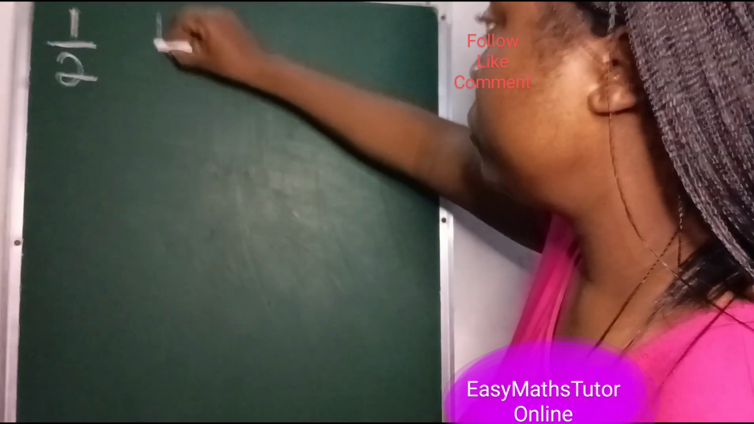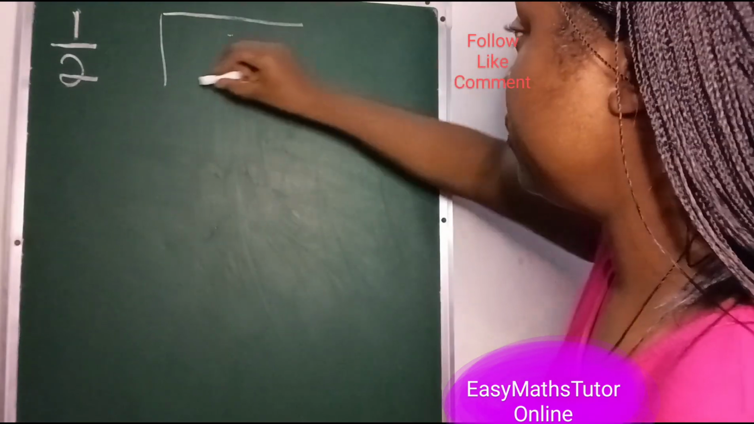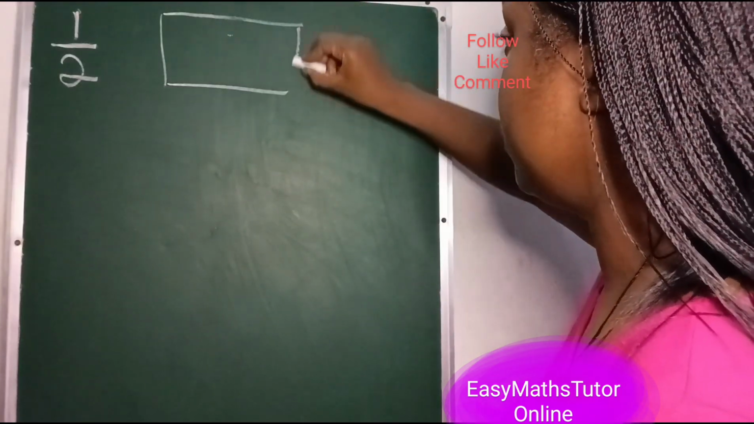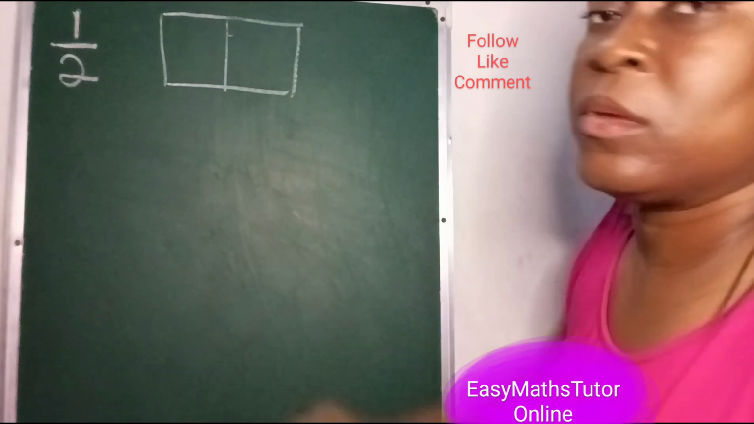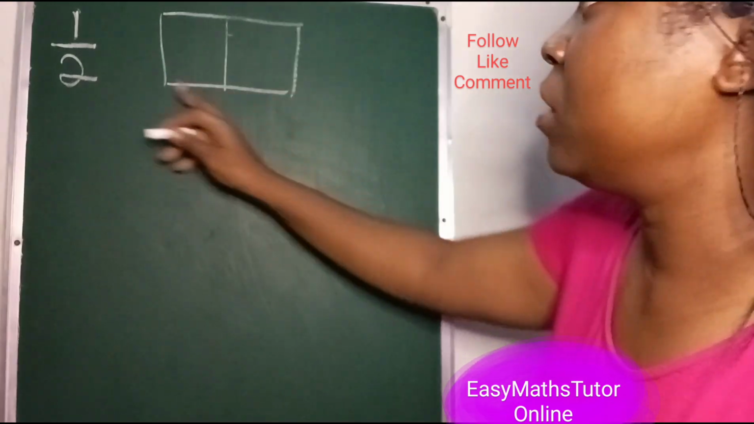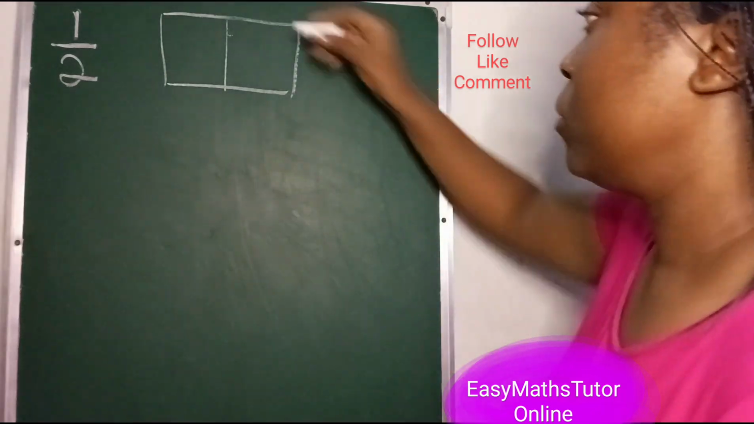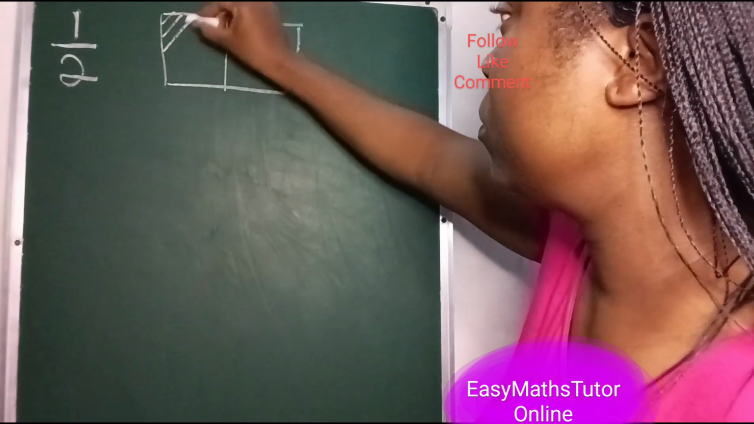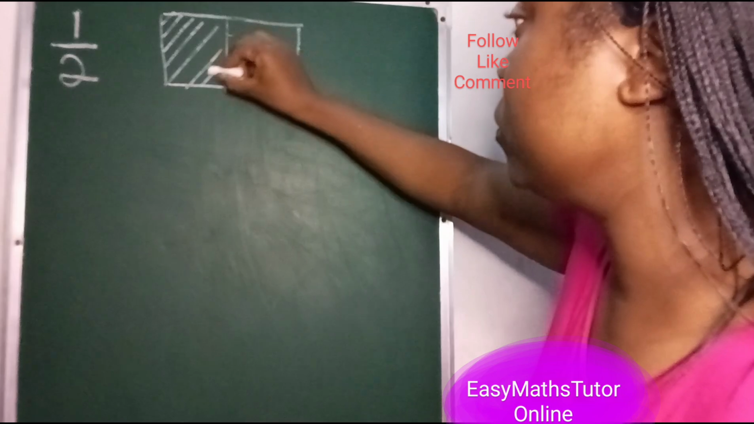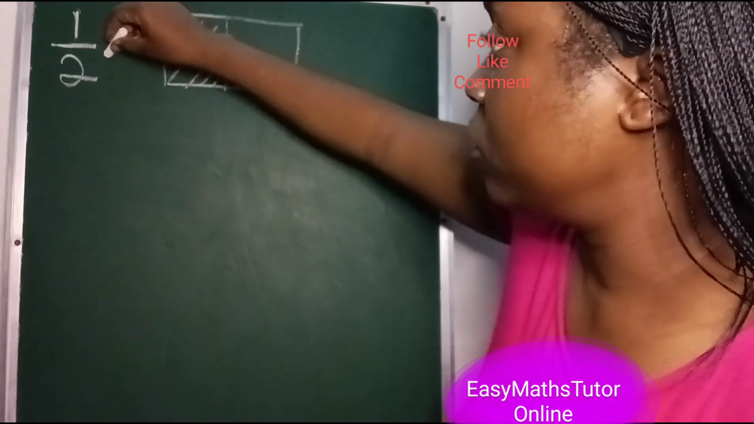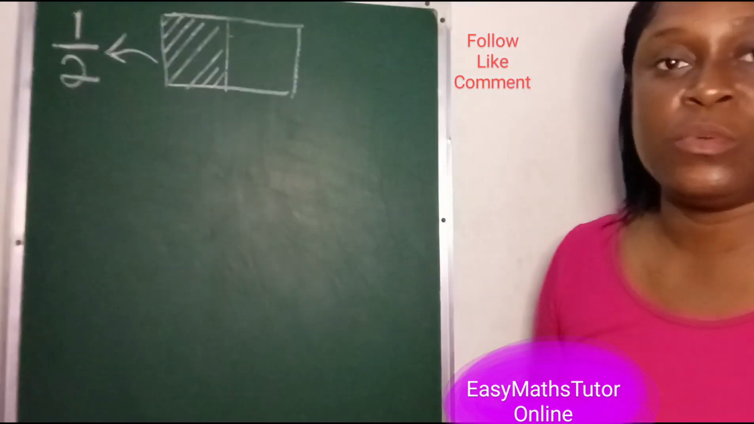Now, let's use a square to represent what 1 over 2 looks like. So this is a whole, and it's divided into two places. So one part of these two divisions gives us the fraction 1 over 2.